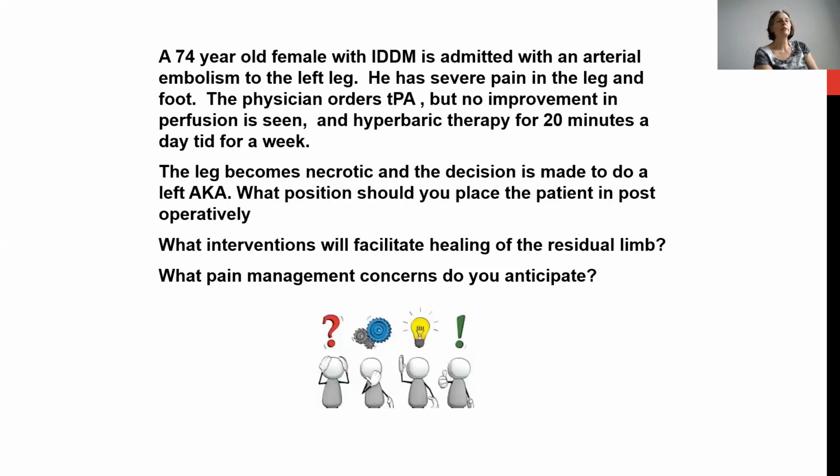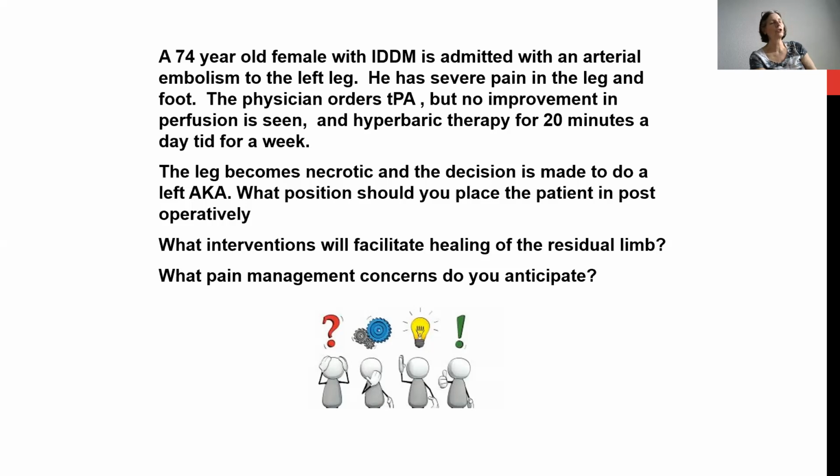All right, so 74-year-old female with insulin-dependent diabetes mellitus. So we've got a type 1 insulin-dependent diabetic that's admitted with an arterial embolism to the left leg. Remember, diabetics have increased atherosclerosis. Atherosclerotic plaques are irregular surfaces that are more prone for the development of emboli because it's an irregular endothelial lining of your arteries. So she's got an arterial embolism, which has blocked perfusion to her leg.